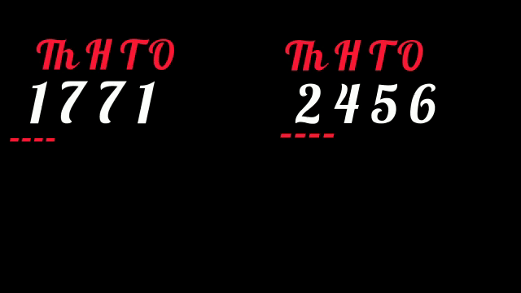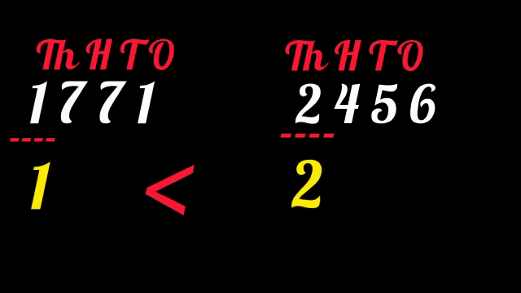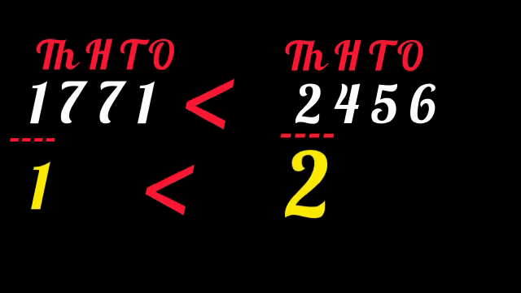So, let us move on to the second rule, and it is to compare the first digits, the digits on the extreme left. Here we can see 1 as the first digit, here we can see 2 as the first digit. So when we compare 1 and 2, it is very clear that 2 is the greater number. So 2456 is the greater number here.